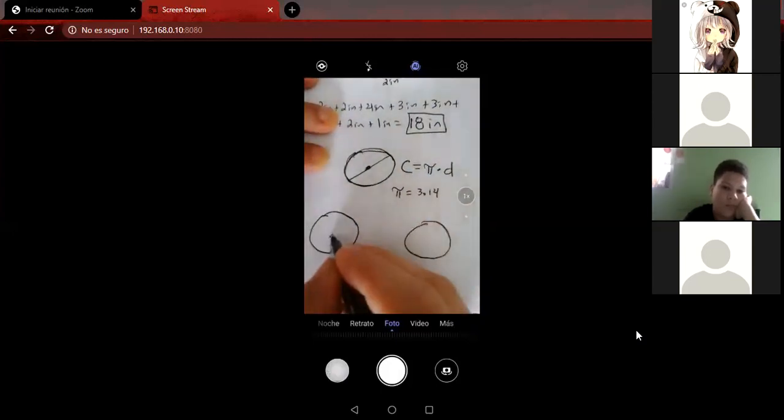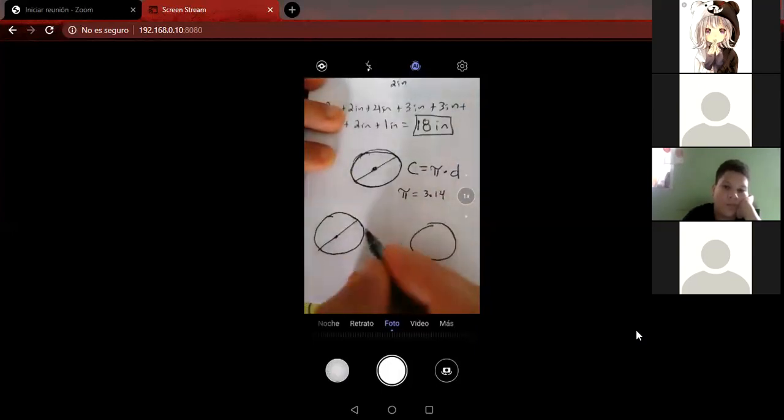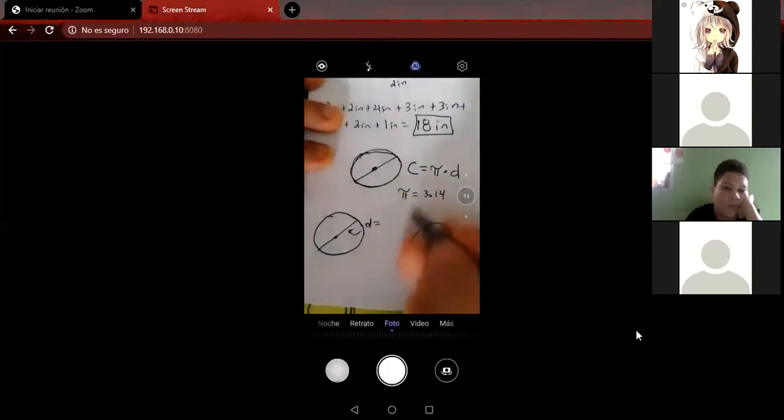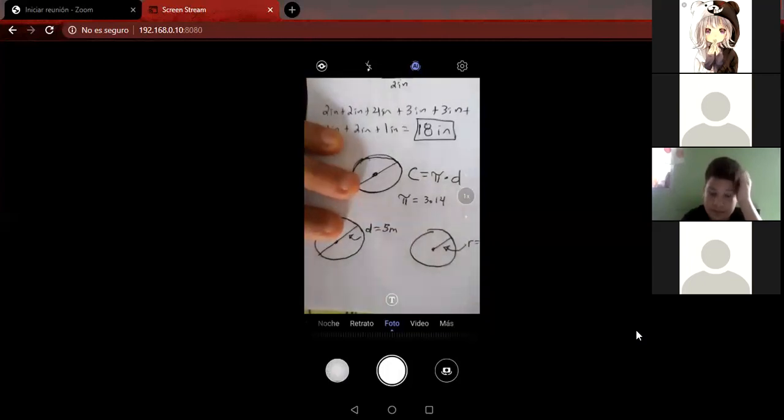Okay? For example, in this one, I'm going to give you the diameter. This is my diameter. Let's see, it's like 5 meters. And in the other one, I'm just going to give you this part. This one is not the diameter, what is it called? Radius, yes. This is our radius, okay? And let's see, this is 2 meters.